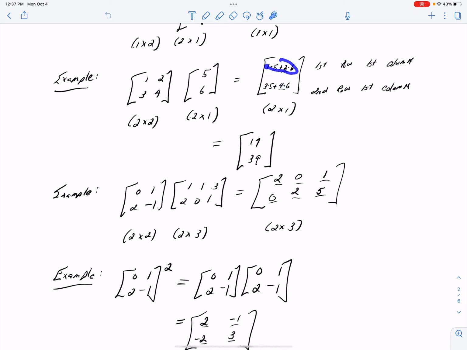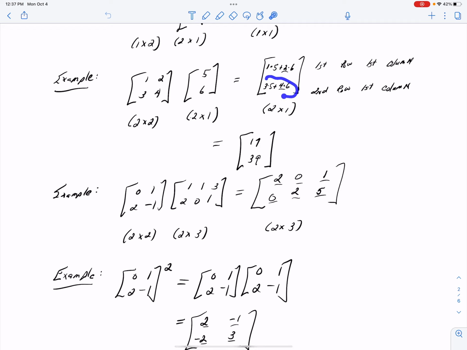So I look at this slot. I notice it is what? First row, first column. So that's what I do. I take the first row and I multiply it by the first column. Now, how do I take a row and multiply it by a column? And the answer is I multiply the corresponding elements and add. So it's a 1 times a 5, add a 2 times a 6. So 1 times 5, add 2 times 6, that's what I get in the first slot.